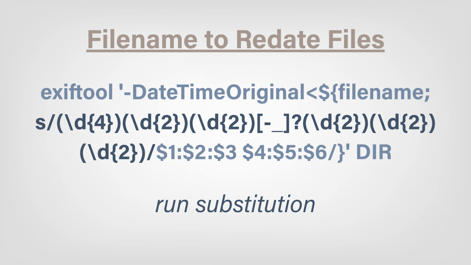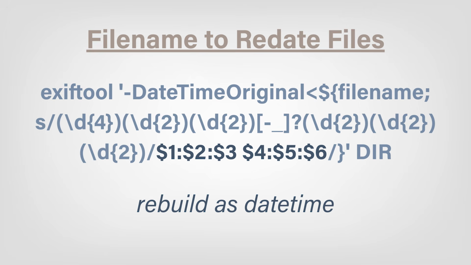The first 4 digits, year. Then the next 2 digits, month. The next 2 digits are the day. Then maybe a dash or underscore between the date and time. And then I want you to take the hour, minute, and seconds. Then this bit afterwards with all these $1, 2, 3, 4, 5, 6 rebuilds those groups into a standard EXIF date time. Year, month, day, hour, minute, seconds.